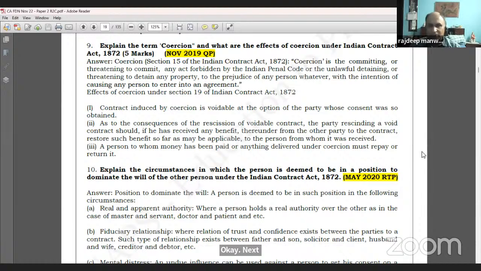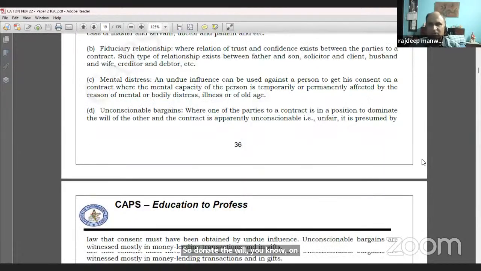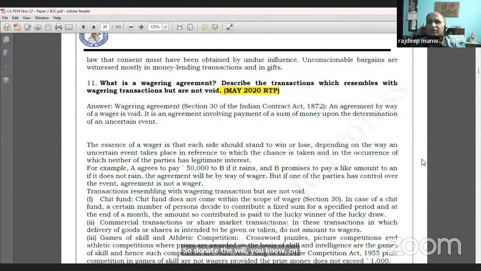Explain the circumstances in which a person is deemed to be in a position to dominate the will of the other person under the Indian Contract Act, 1872. No, so dominate the will, those three conditions: real or apparent authority, correct? Fiduciary relationship, and where a person is under physical or mental stress. I gave you all the three cases, right? Got it? Next.